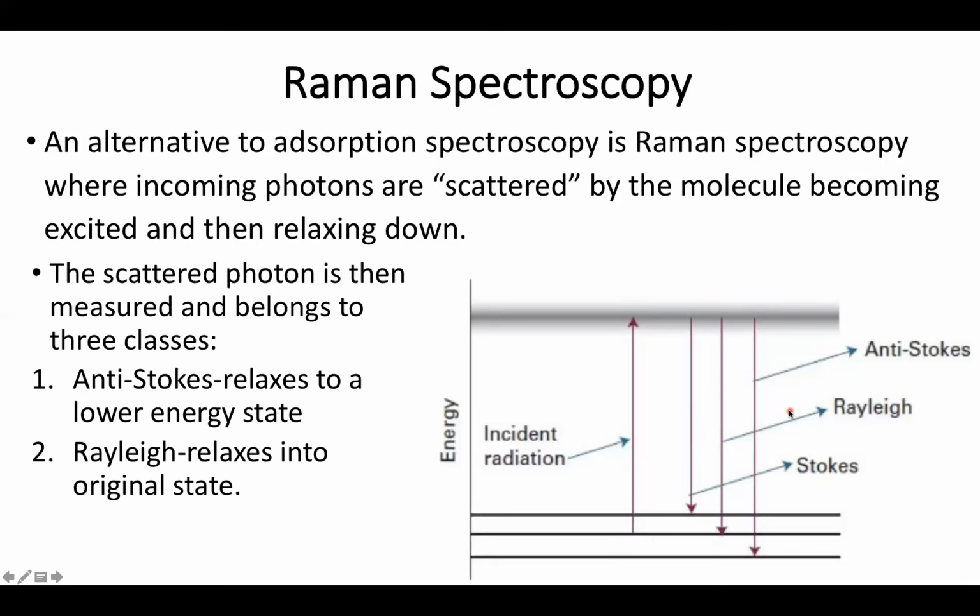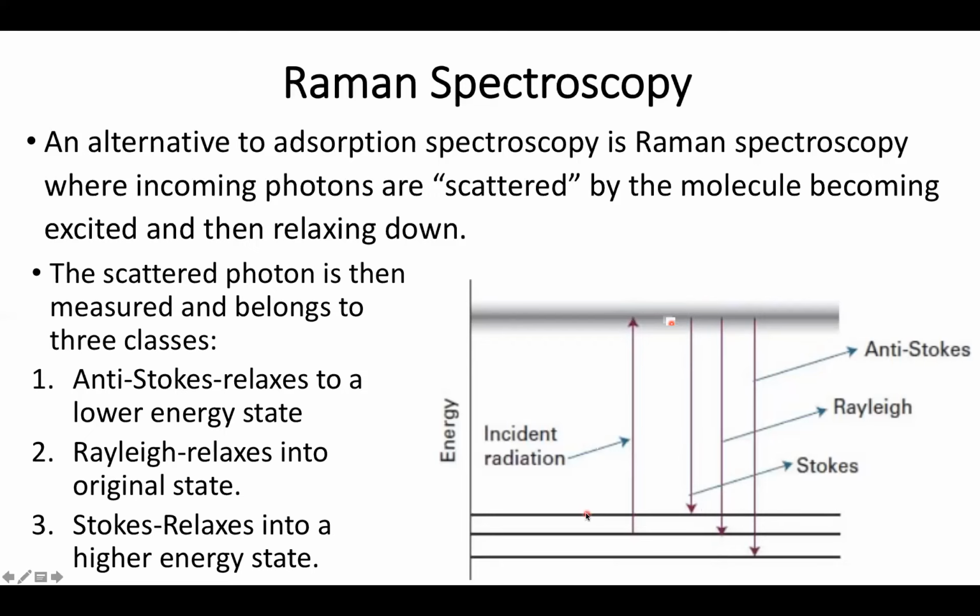We then also have the Rayleigh peaks, which is traditionally referred to as Rayleigh scattering. This is where I excite the molecule and then immediately relax back down to the same state. In this case, the energy of the light scattered is the same as the energy of the light absorbed. And then finally, we have the Stokes peaks. In this case, I excite into my elevated state and I don't quite make it all the way back down to my original state. I get lazy and I stop at some higher energy state.